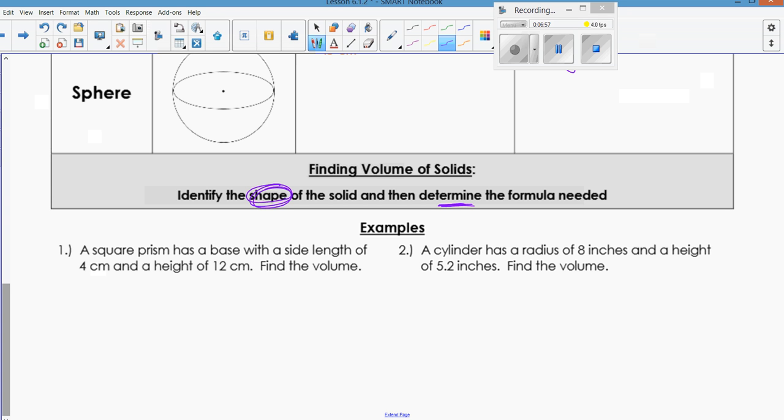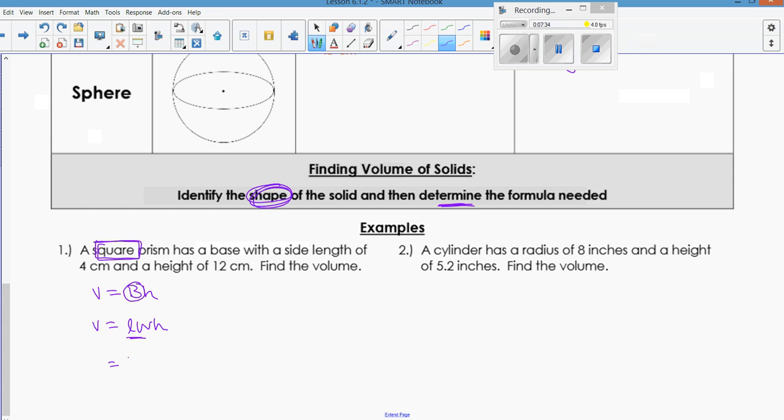Okay? So, number one. A square prism, you need to pay attention to the fact that it's a square. A square prism has a base with a side length of 4 centimeters and a height of 12 centimeters. Find the volume. Well, if it's a square prism, it means that the base is a square, not that all of the faces are squares, just the base. So we know it's a prism, so we know we're going to do area of the base times height. But because it's a square, the base just means that all the sides are the same, so when we say length times width times height, we know that length and width are the same.